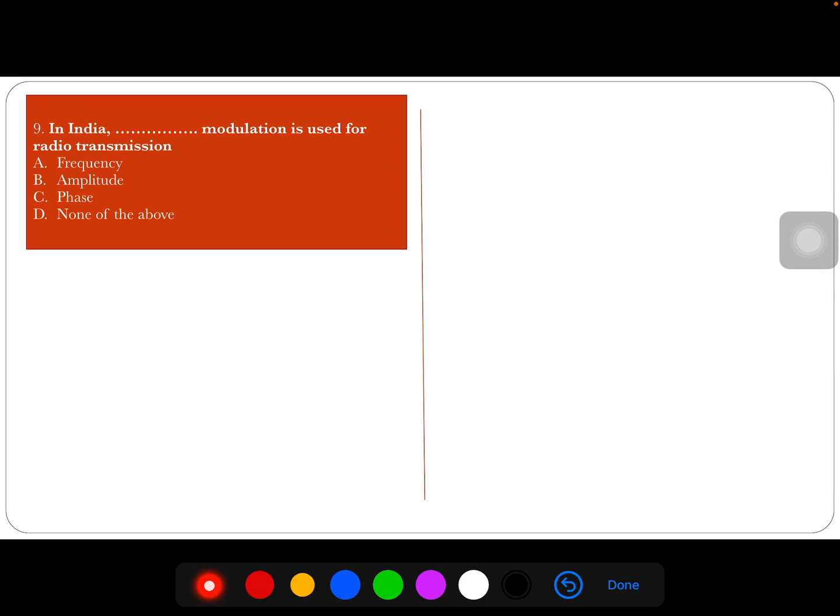Next question, in India, dash modulation is used for radio transmission. Nowadays in India we have both amplitude and frequency modulation. But previously, the very first modulation that was used in India for radio transmission was amplitude. So the most appropriate answer is amplitude modulation.